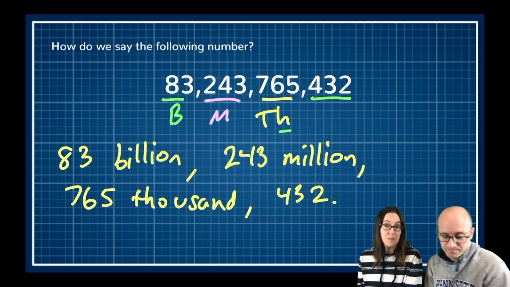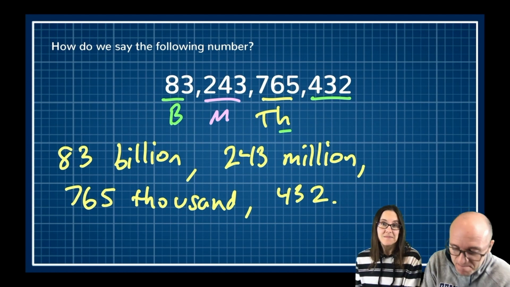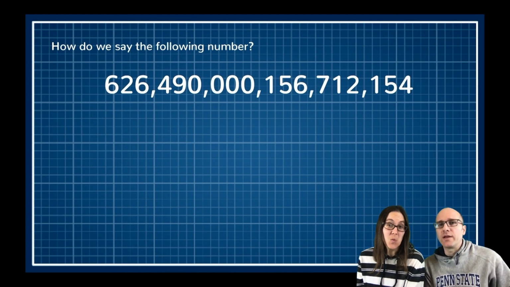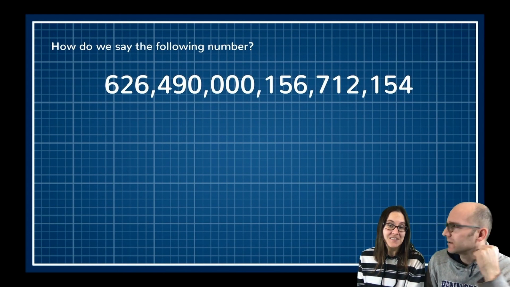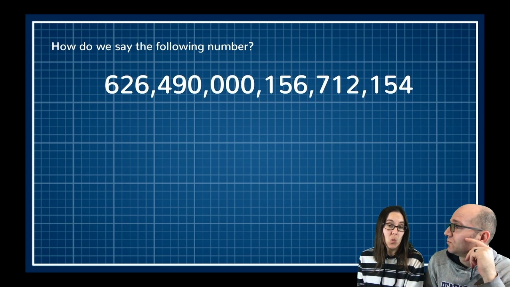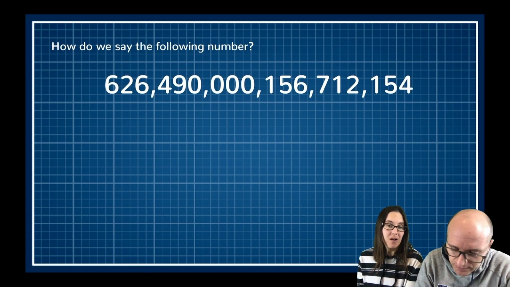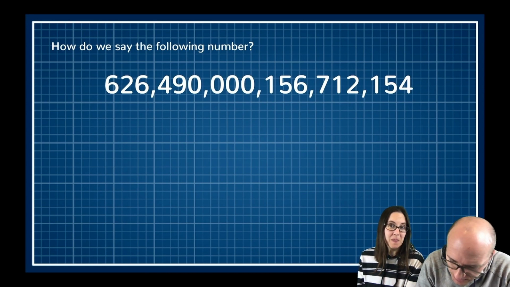83,243,765,432. That's a big number. It is. All right, Science Mom, look at all those numbers here. Ooh, and you notice something interesting near the middle of this number? Three consecutive zeros. Ooh, what role will that play? Let's see. So I've got my colors selected here.